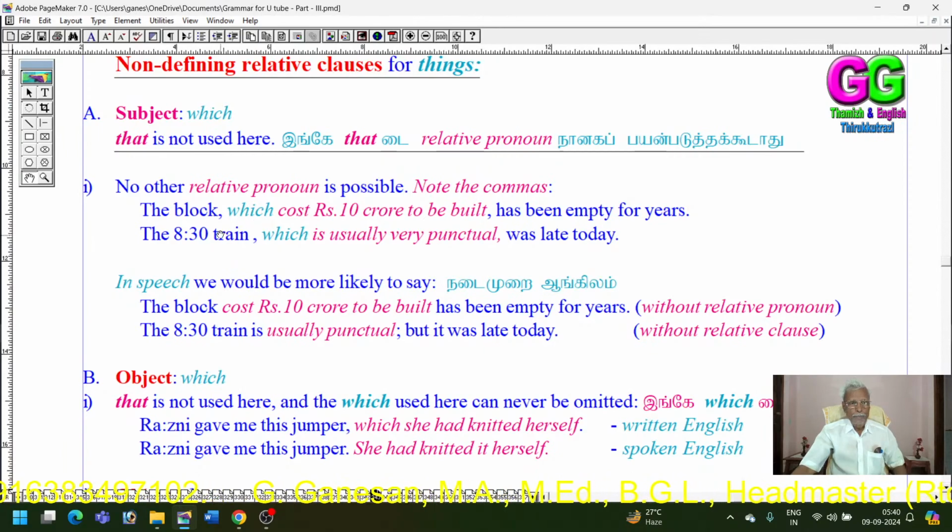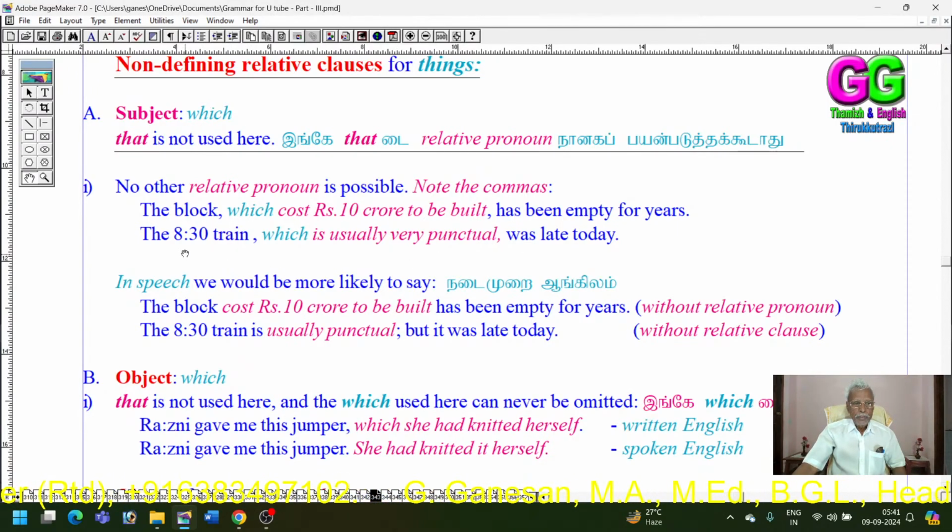Note the commas. The block, which cost rupees 10 crore to be built, has been empty for years. Rupees 10 crore were spent for building this block, but this block has been empty for years. Here, comma, comma, this which cost rupees 10 crore to be built is the non-defining relative clause.